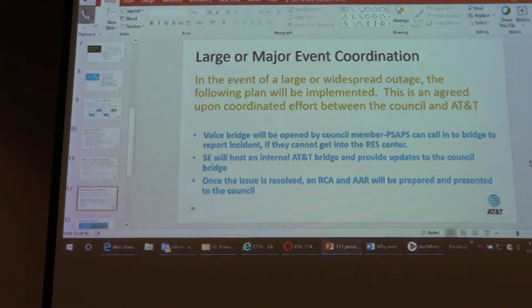And then once the issue is over, any kind of issue like that will warrant an RCA, which again is a root cause analysis, and an AAR, which is an after-action review. That will be put together and presented to the council, and then they will get the information out to you. Anything else on that, Scott? Because that's a pretty big thing. I think we covered it.